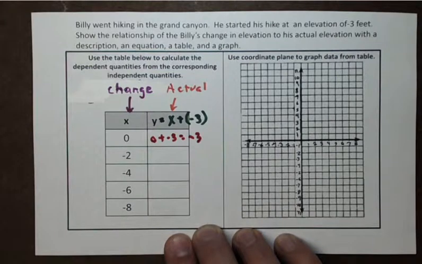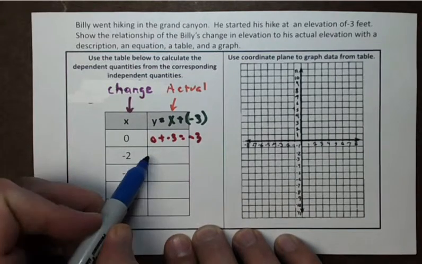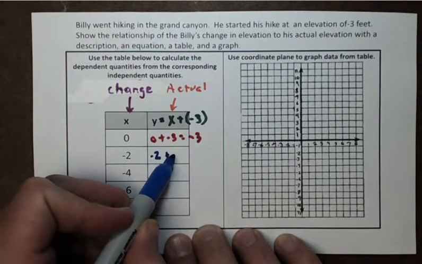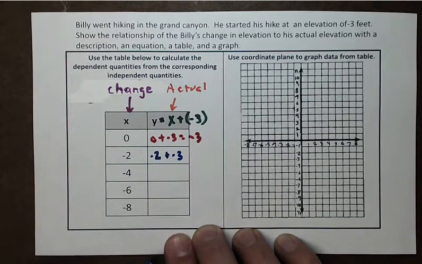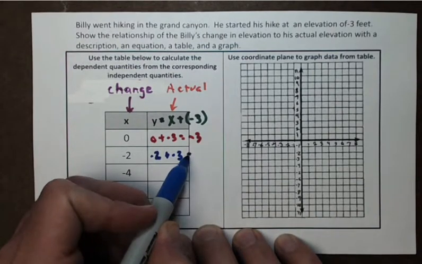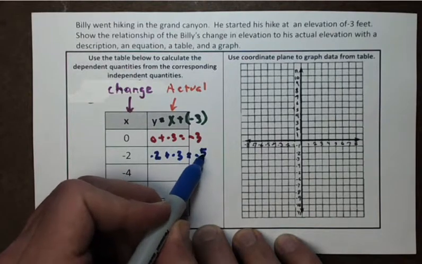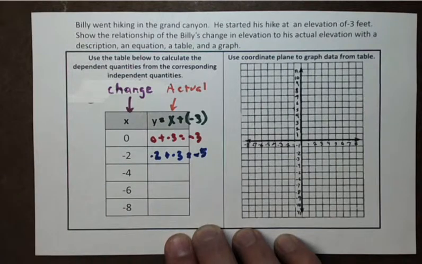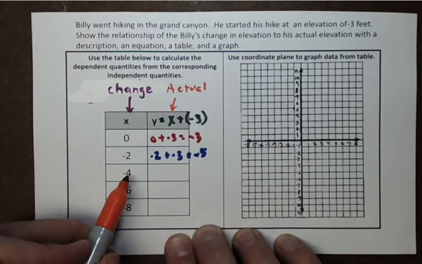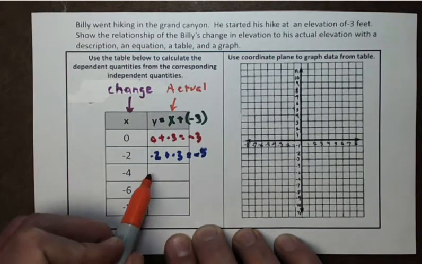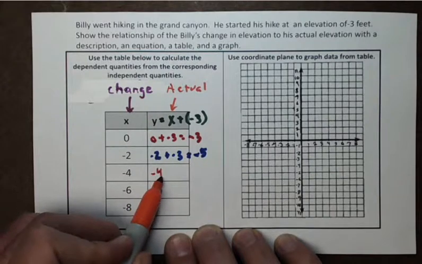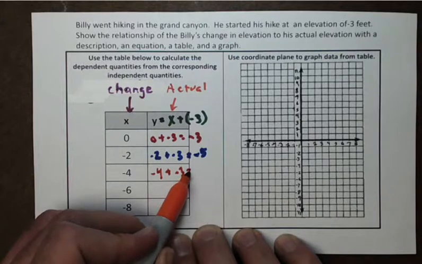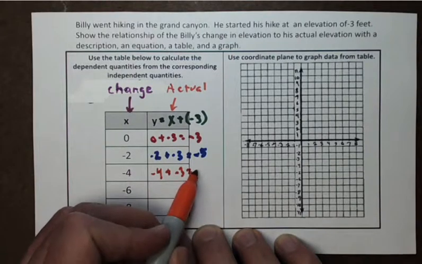Now, if my change is negative 2, I'm going to add that to the negative 3, and that's going to give me negative 5. So his actual elevation is negative 5. Now, if the change is negative 4, substitute that in for x, negative 4 plus the negative 3. And now his actual elevation is going to be negative 7.